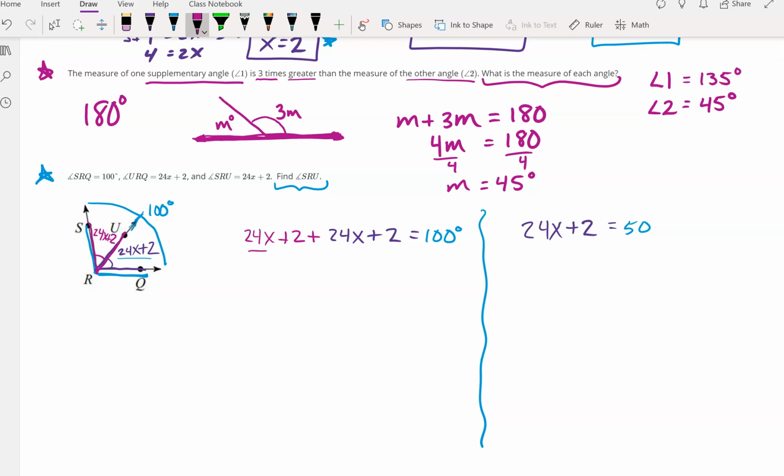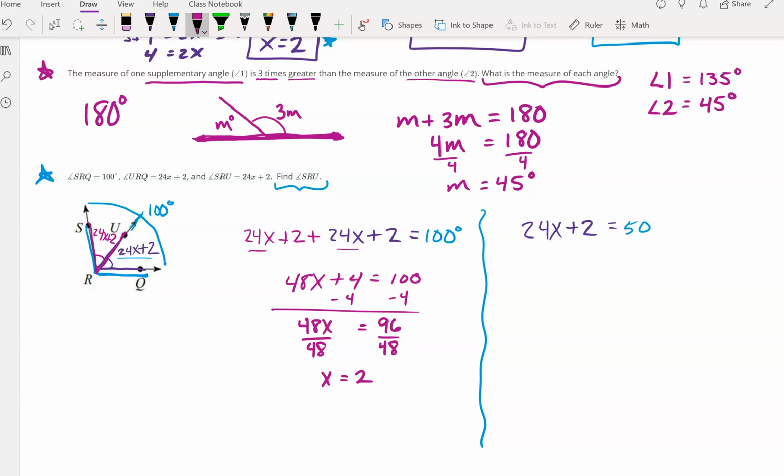So I'm going to add my x's. That's going to give me what? 48x plus 4 is equal to, what do we have? 100. And then if we subtract 4 from both sides, we get 48x is equal to 96. If we divide by 48, we do some good mental math here. We get x is equal to 2.